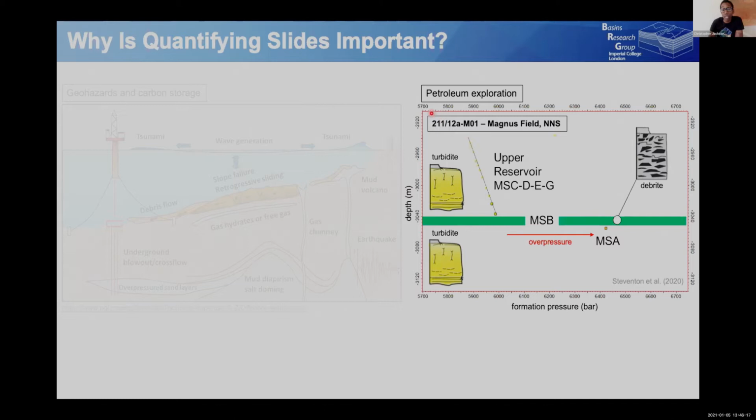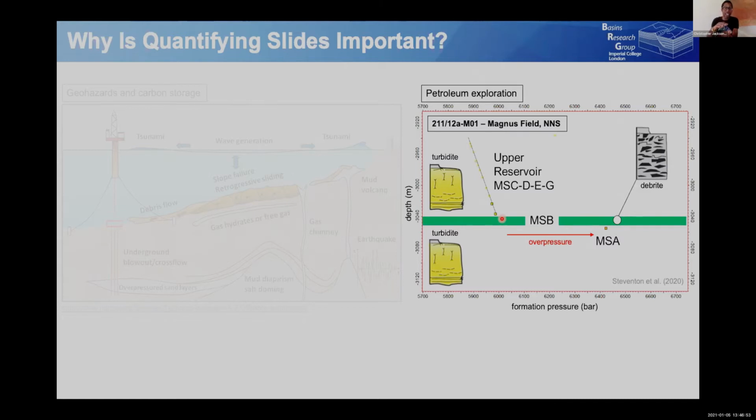So what I'm showing you here is depth on the y-axis, and formation pressure in bars on the x-axis, and this is from the Magnus Field in the North Sea. As you can see, the pressure is increasing in the upper reservoir in these turbidites before taking a big step to the right, which is the overpressure into the lower reservoir, which is a turbidite. And that's all being driven by a debrite or a mass transport complex or a submarine landslide that's not very thick at all, a few meters to 10 meters thick, but it's controlling a huge amount of compartmentalization of that reservoir. So we want to know how big those things are.